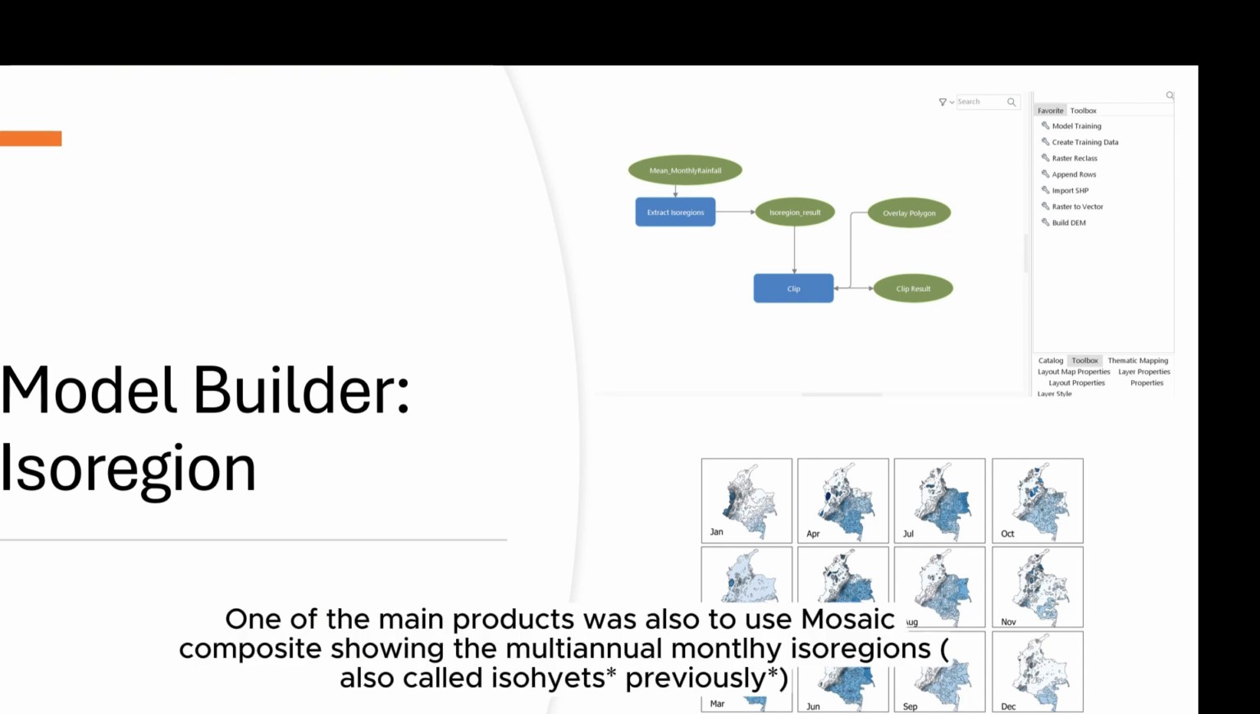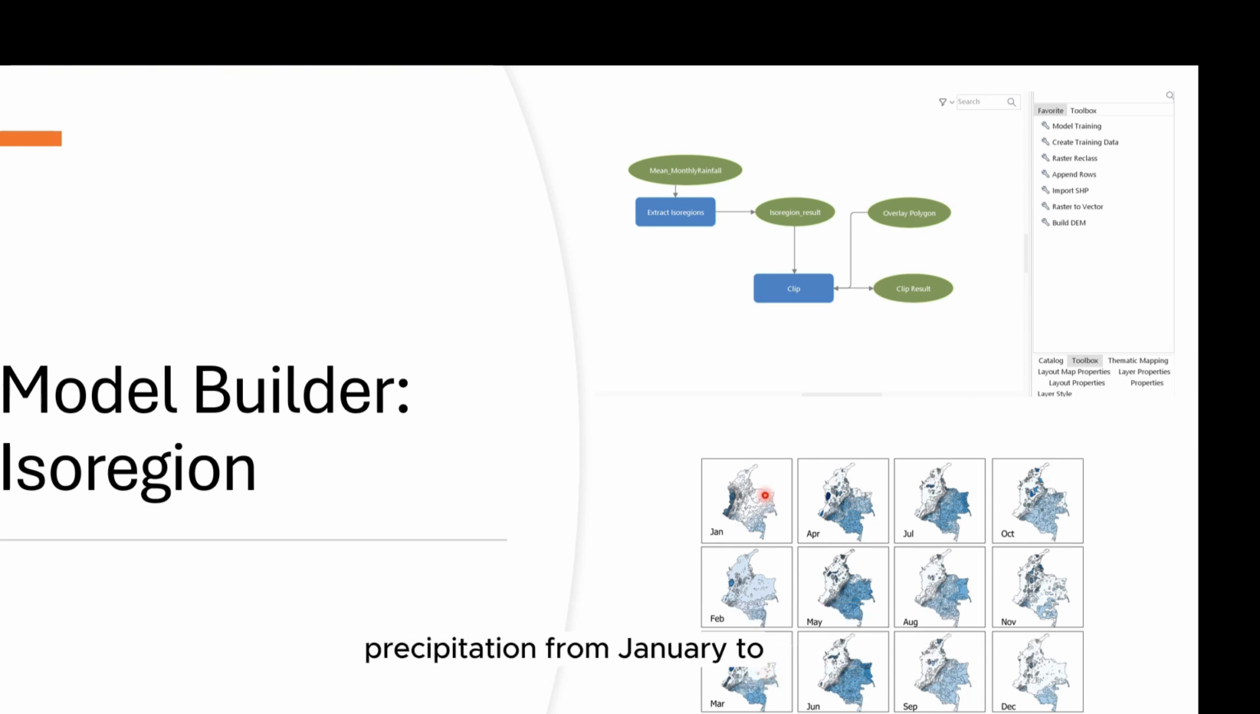And one of the main products was also this mosaic composite showing the multi-annual monthly isoregions of precipitation from January to December in Colombia, where you can see, for example, that during the months between March and June there is clearly more rainfall, right, in the eastern region. But then the dry seasons, we can see, are clearly between November, December, and January in almost all of the country, except for the Pacific region on this side.